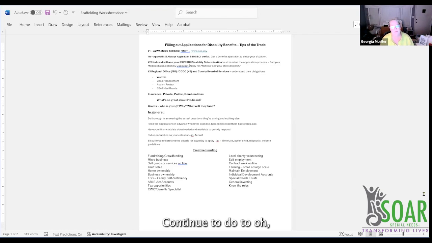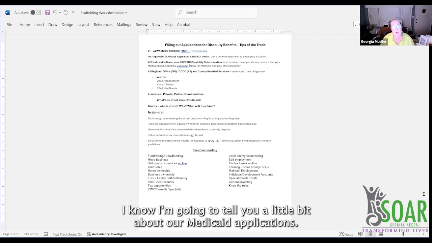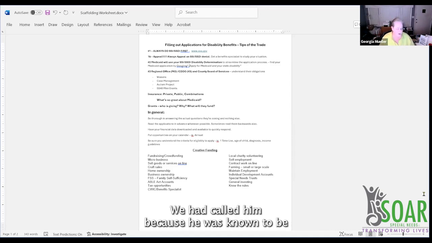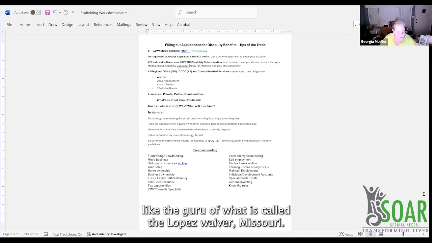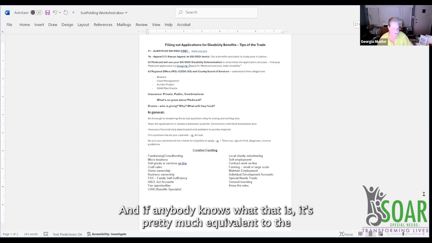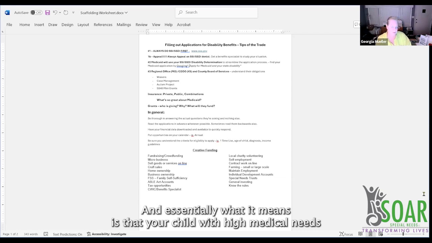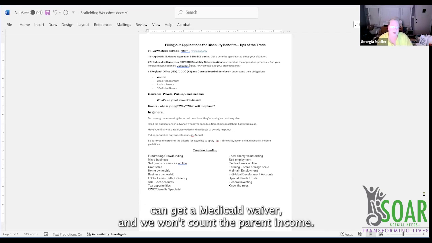I'm going to tell you a little bit about Medicaid applications I learned today from somebody who works in the state. We had called him because he was known to be the guru of what is called the Lopez waiver in Missouri. It's pretty much equivalent to the TA waiver in Kansas. Essentially, your child with high medical needs can get a Medicaid waiver and they won't count the parent income.